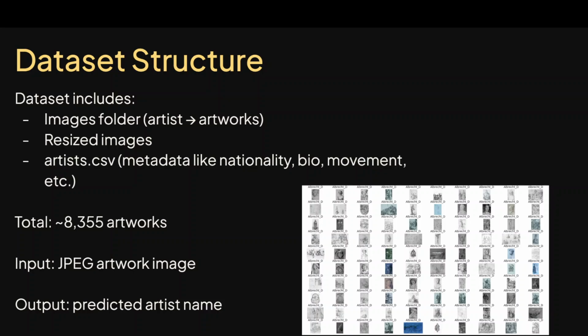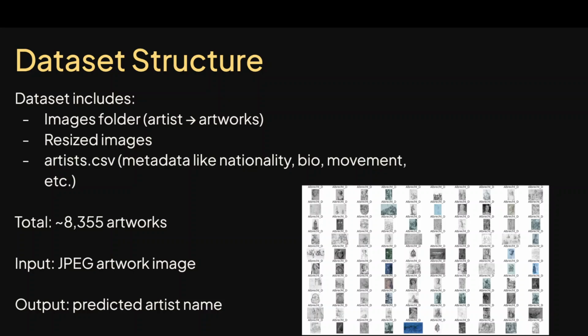This dataset consists of three parts: images, which contains the folders of the 50 artists and their respective art; resized images, folders with all the art files; and a CSV file with information about the artists, such as the artist's name, year of birth and death, art movements, nationality, a short bio, a Wikipedia page, and the number of paintings from that particular artist. In total, there are about 8,355 images in the dataset.